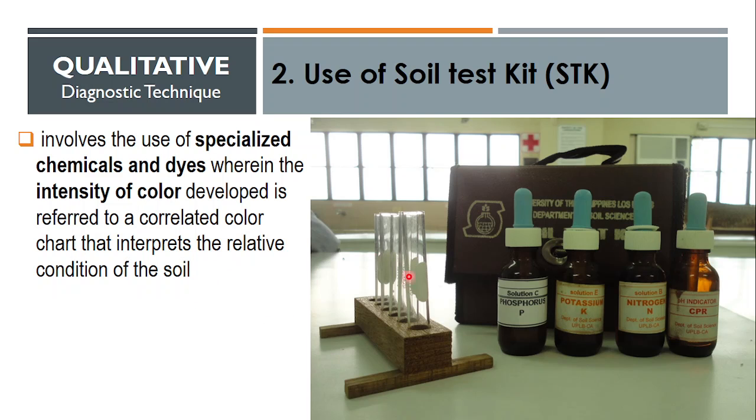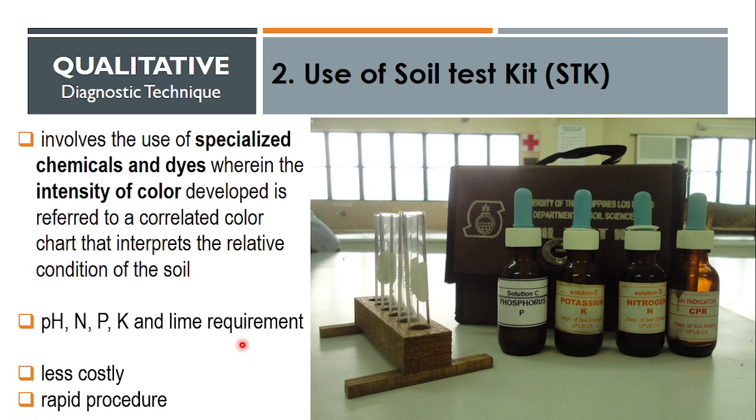Okay, so parang ganito yung soil test kit natin dito sa laboratory. In using this, pwede mong ma-determine yung pH ng soil, its nitrogen content, the phosphorus content, the potassium content, and lime requirement. This is advantageous because it is less costly and a rapid procedure as compared to the soil chemical analysis. Okay?